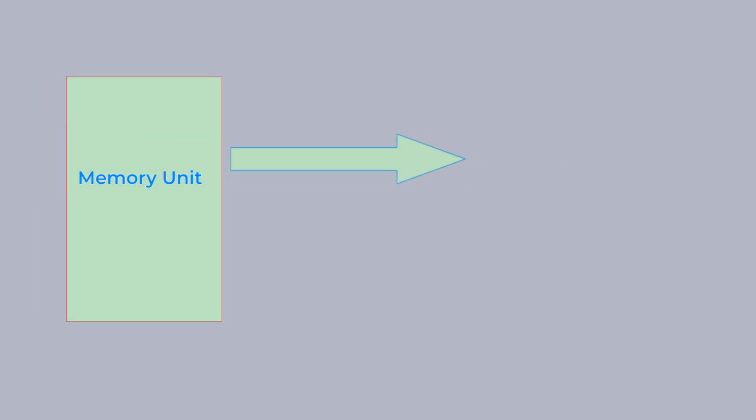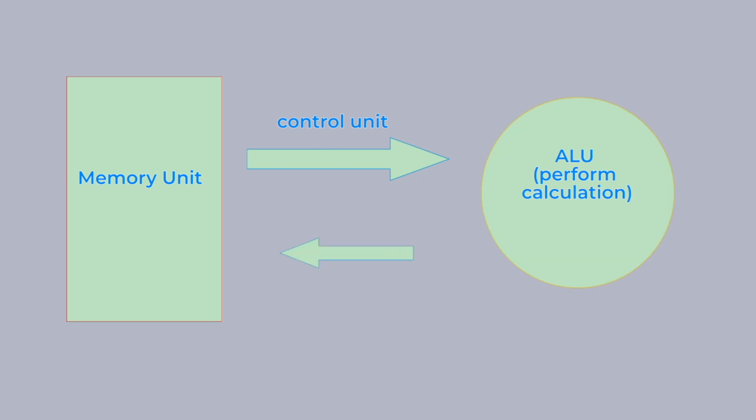The control unit fetches an instruction from memory. The ALU performs the necessary calculations or logic operations, and the results are stored back in memory. This seamless collaboration allows your computer to execute tasks swiftly and efficiently.